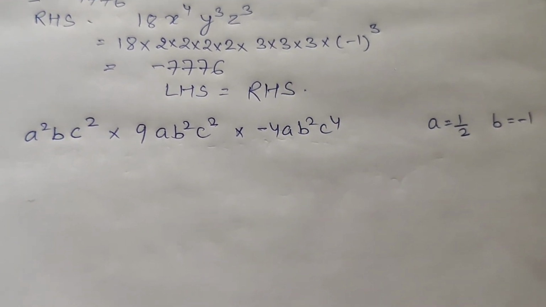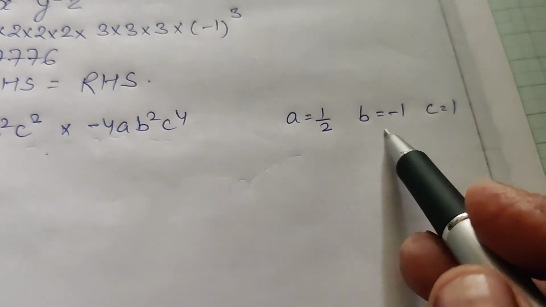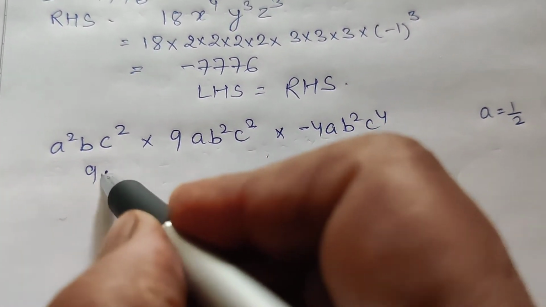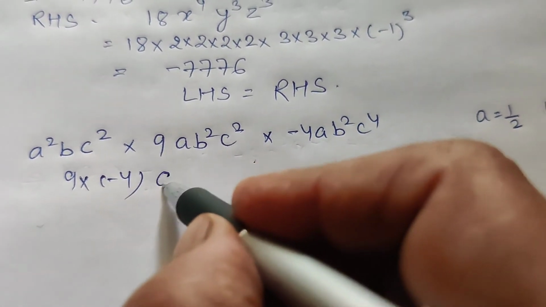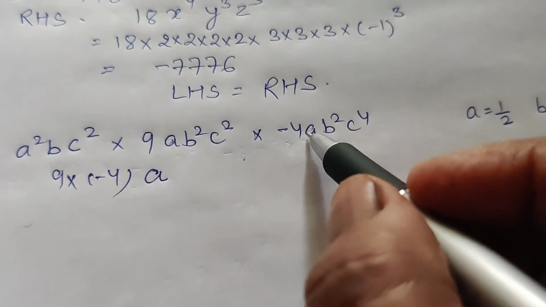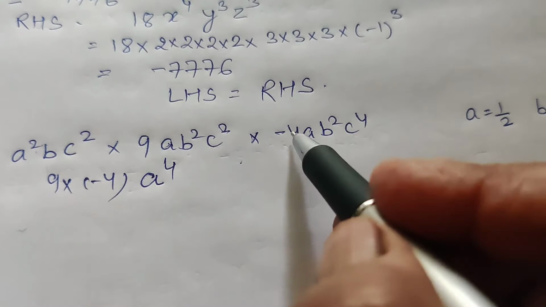6. This is the same question. Multiply these three numbers and verify for this. Okay. Now product 9 into minus 4. First we have to multiply the numbers. And now add the powers of variable. A power 2 plus 1 plus 1, 4.